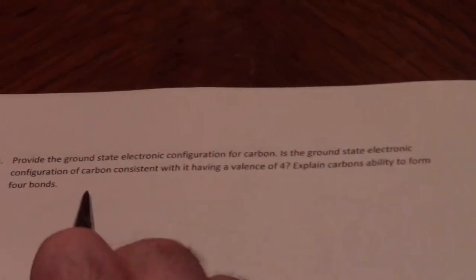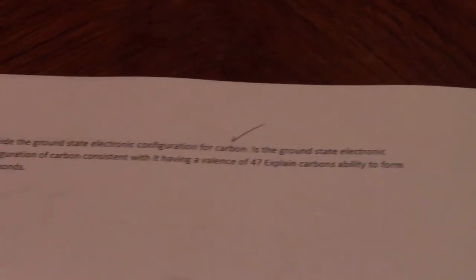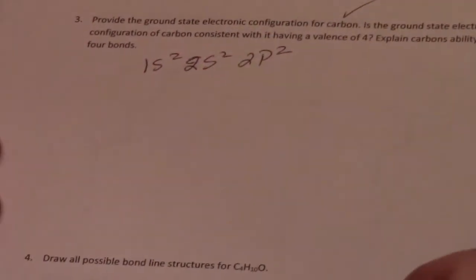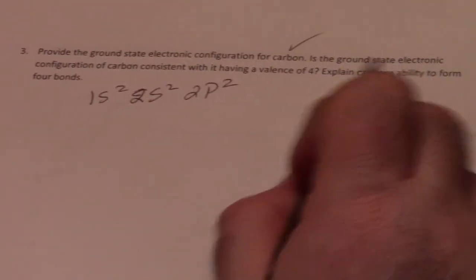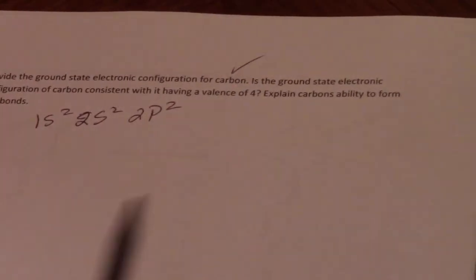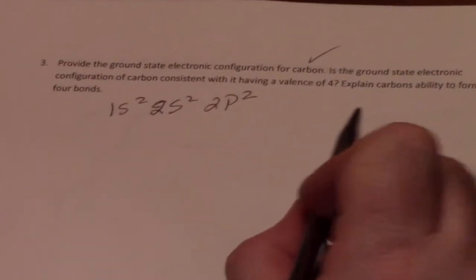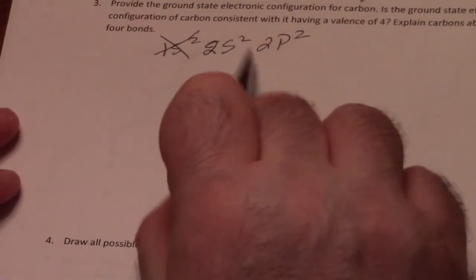Question number 3 said provide the ground state electronic configuration for carbon. That's the first thing you needed to do, and that is going to be 1s2, 2s2, 2p2. Okay? And it asks, is the ground state electronic configuration of carbon consistent with it having a valence of 4? Well, the answer to that question is no, and here's why. We don't pay any attention to the core electrons. We're only going to pay attention to the valence electrons because they're the ones responsible for bonding.